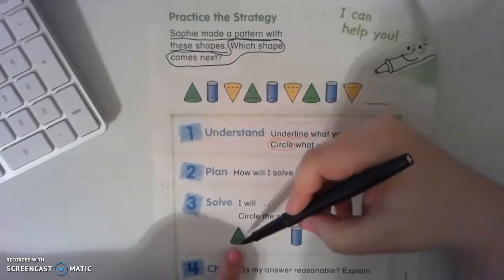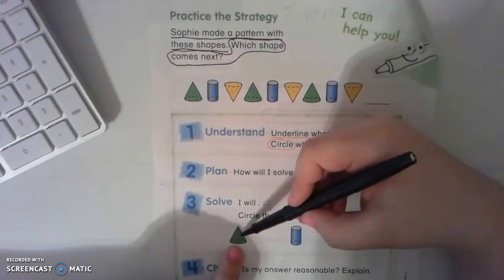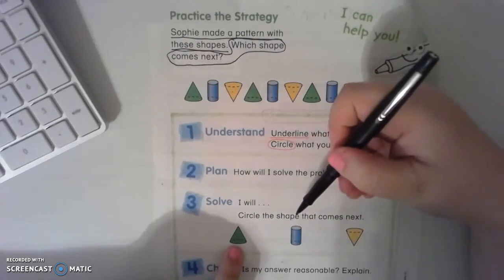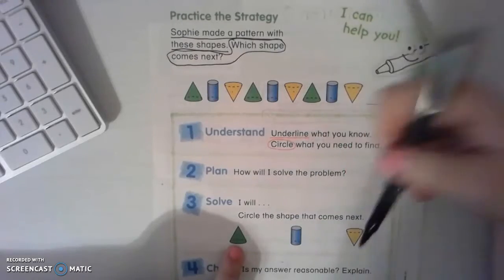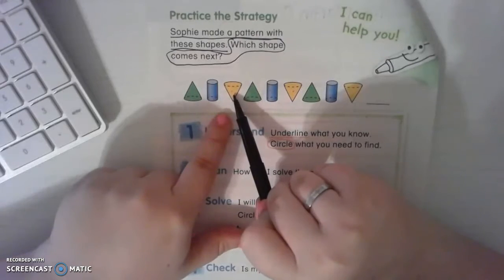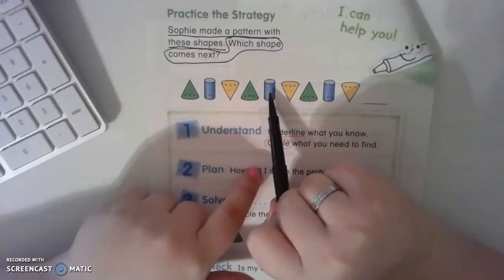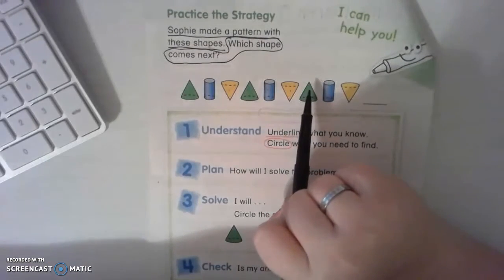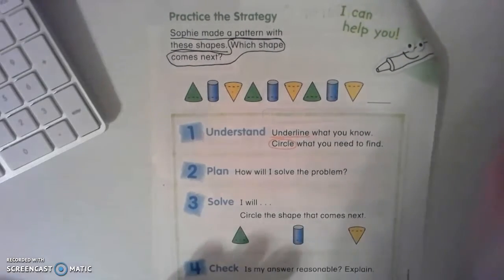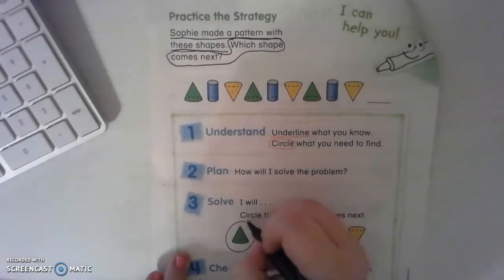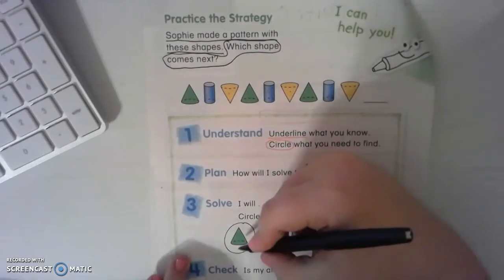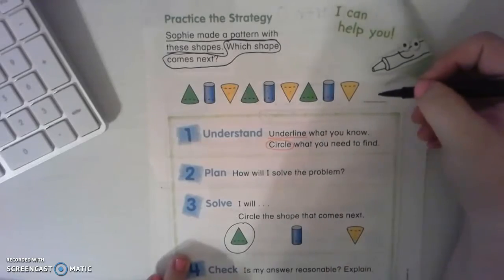We have a green cone, a blue cylinder, or a yellow cone. So let's go. We have green cone, blue cylinder, yellow cone, green cone, blue cylinder, yellow cone, green, blue, yellow. What comes after yellow in my pattern? Green. Green comes after yellow. So the cone we needed was the green cone. That comes after my yellow cone.